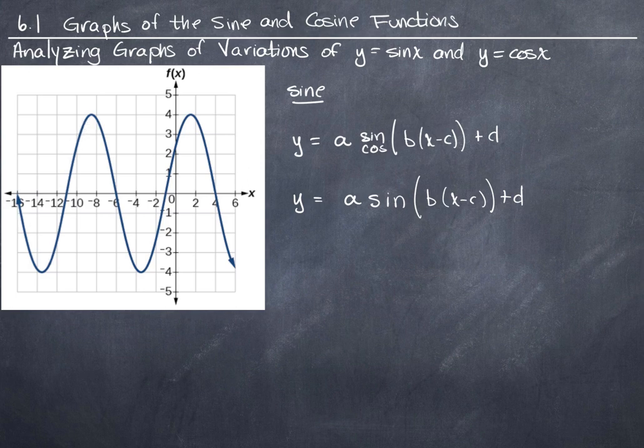All right, now I think it's pretty easy to see what a is going to be, because we can see that instead of going up to a value of 1, the maximum value of the graph is 4. So it's clearly been stretched, not just in this direction, but also in this direction. So I am pretty confident that a is 4.